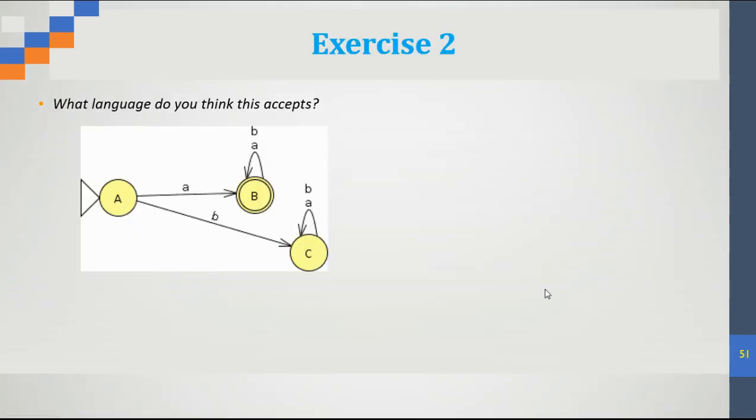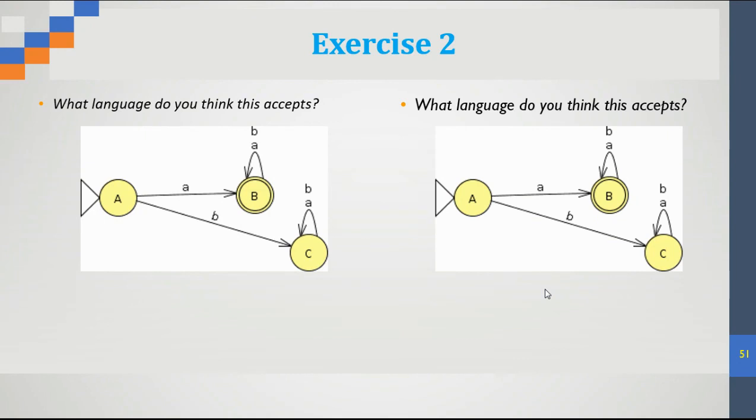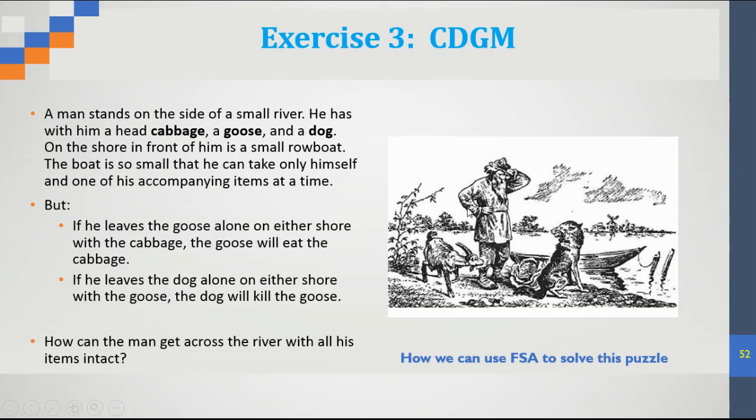Here, in the second exercise, what language can be accepted by this finite state machine? There are two examples in this exercise. The third exercise, as we call it, is CDGM. CDGM means we have cabbage, dog, goose, and this man. M stands for this man.